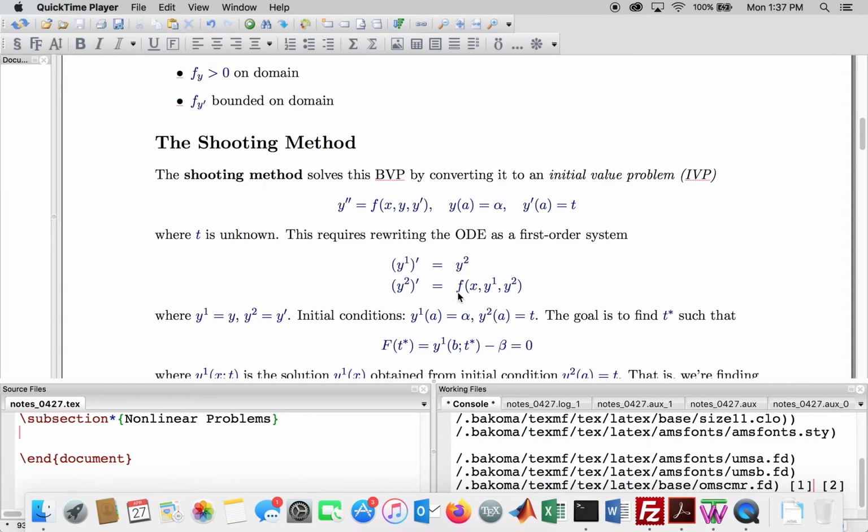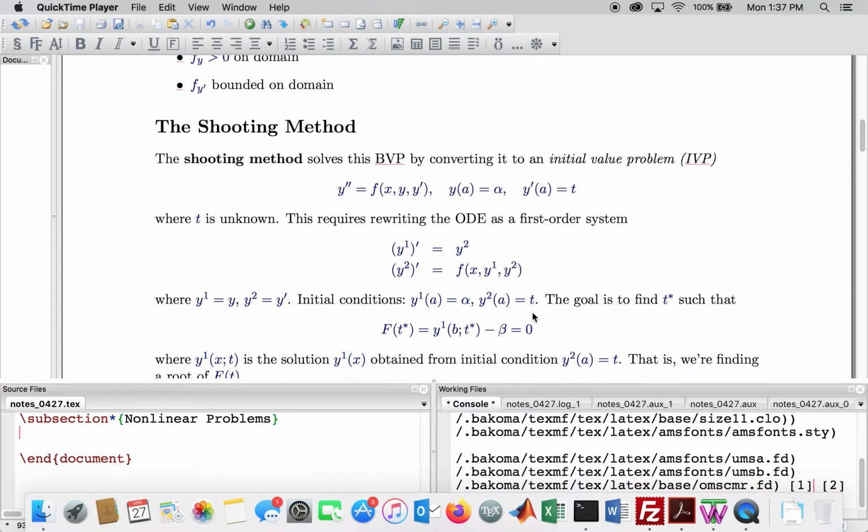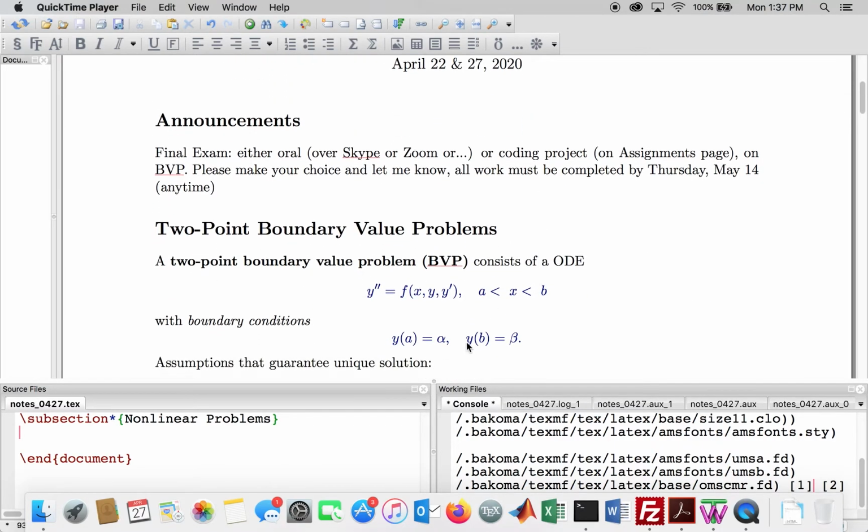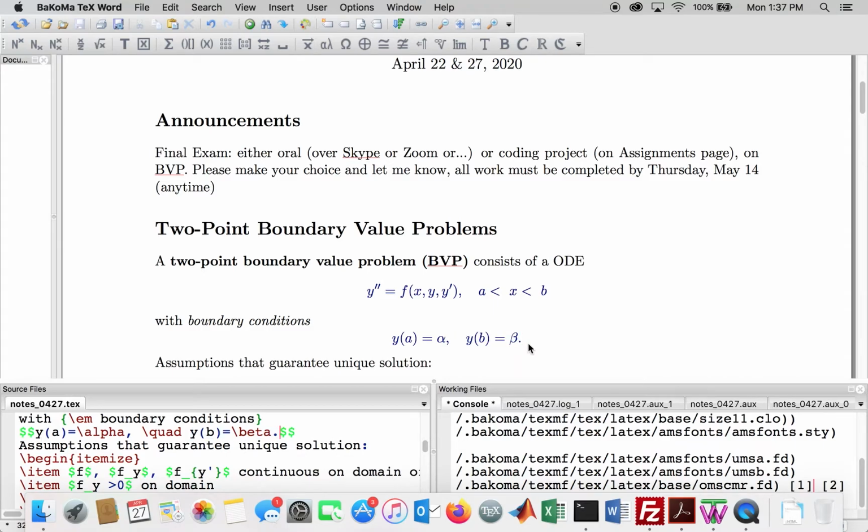And then we make a guess at t and solve the problem using whatever numerical method, like the time-stepping methods from chapter 12. And what we're basically doing is solving this equation. We want to find a root of this function f of t, where y1 of x, semicolon t, is the solution that we get by choosing t for this initial condition. We evaluate that solution at x equals b, and we check if it satisfies beta, because beta is what the solution is supposed to be equal to at x equals b.